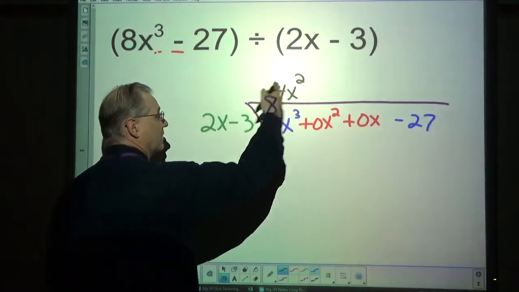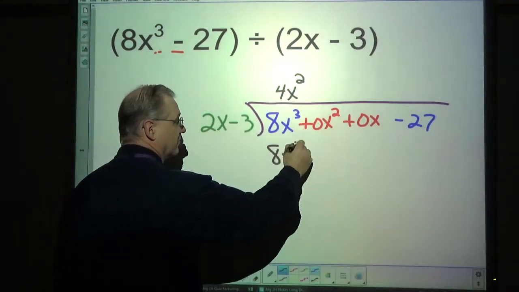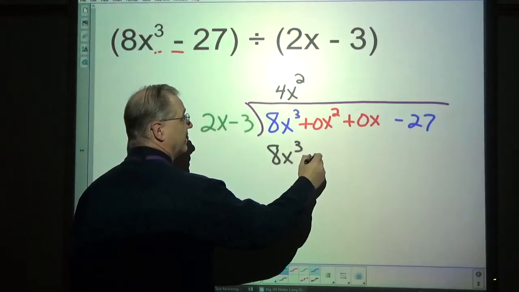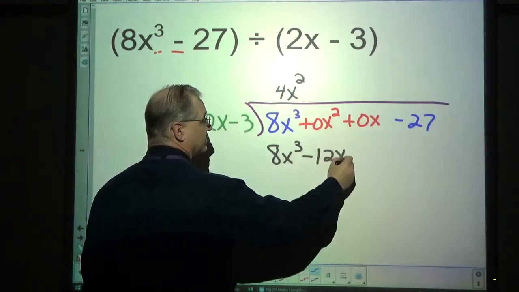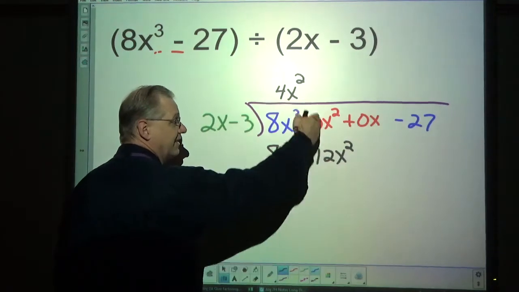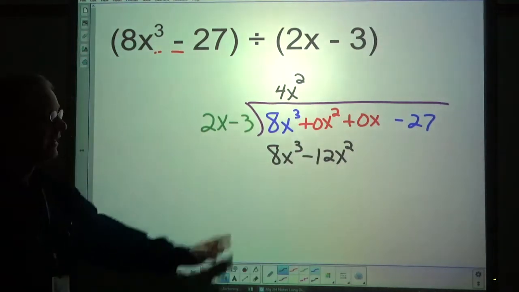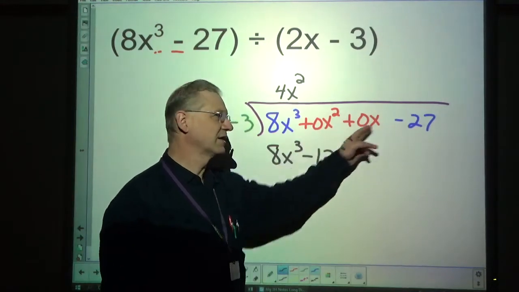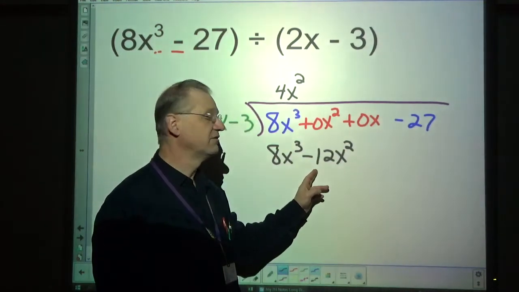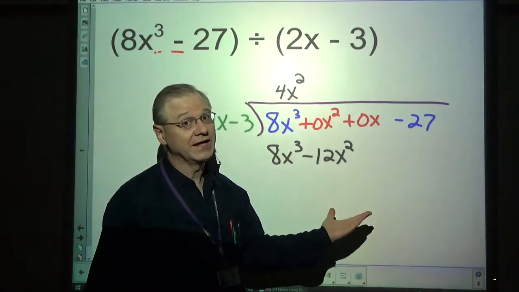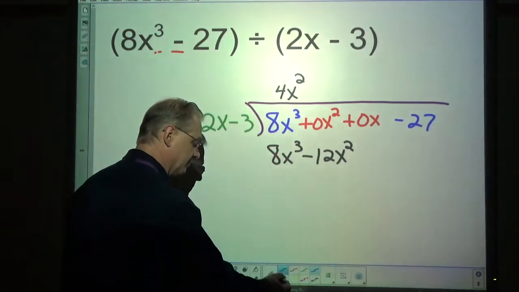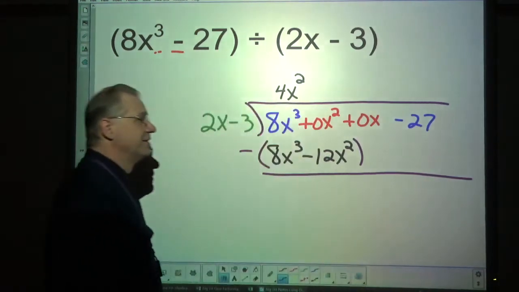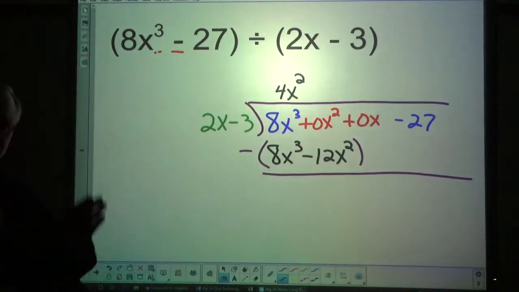4x squared. When I multiply 8x to the third, everything's good. When I multiply here, negative 12x to the second. Notice like terms are right above each other. If I had put that right under here, some of you might have made the mistake of trying to combine the negative 27 and the negative 12x squared. They're not like terms. We can't combine them. But some people make that mistake. So keep like terms above each other.